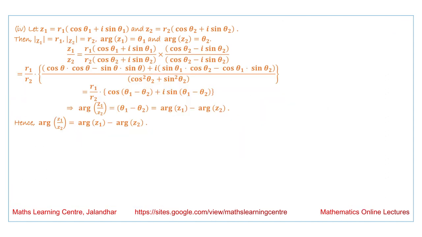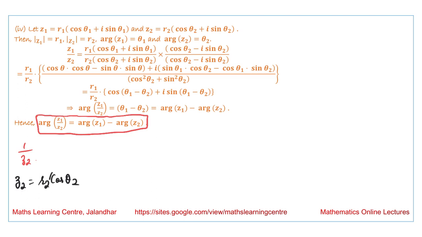Now in the last part, we have to prove that argument of z1 by z2 is equal to argument of z1 minus argument of z2. So if we look at the polar representation of 1 by z2, suppose z2 is equal to r2 into (cos theta 2 plus iota sin theta 2). So 1 over z2 will be 1 over r2 into 1 over (cos theta 2 plus iota sin theta 2).